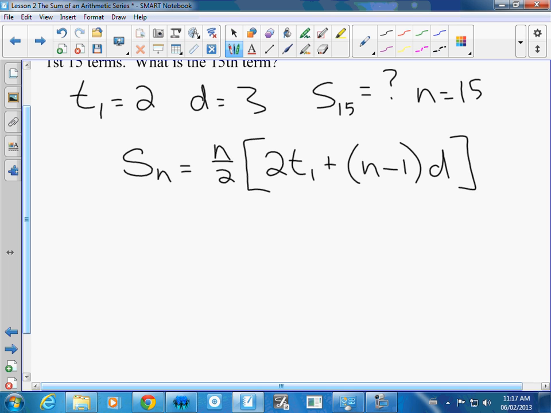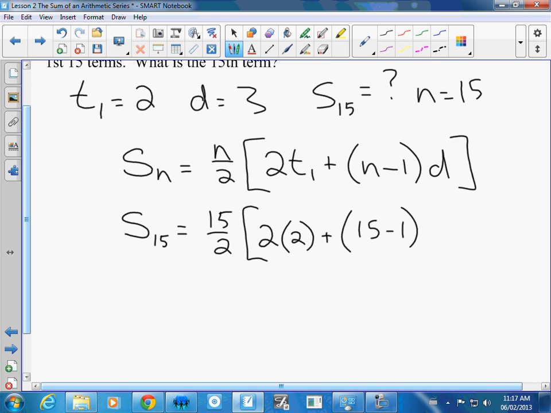Now, S of what? What am I actually looking for? 15. I'm going to put that there just so I know when I do my work, I'm looking for the sum of the first 15 terms. Okay, what's n again? 15 divided by 2 times 2. What's T1? 2. Now, hey guys, look, 2 T1. Common mistake that students make, they forget the 2. They just put T1 there. They forget to multiply it by 2. Plus, what's n again? 15 minus 1 times, what's D? 3. All right.